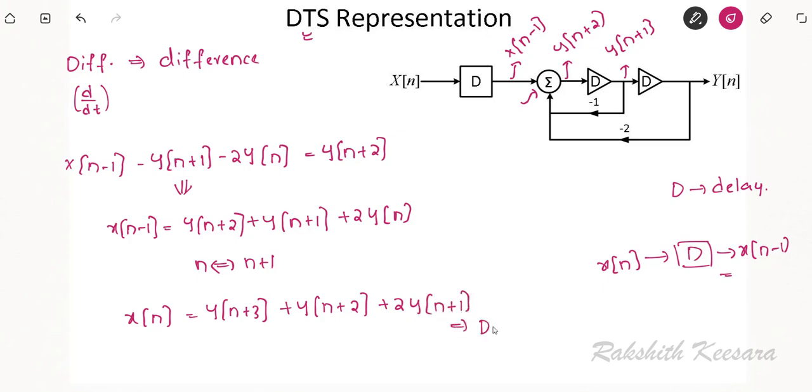This is the difference equation representation for discrete time systems. And this is for now. In the next lecture we will discuss about classification of systems.